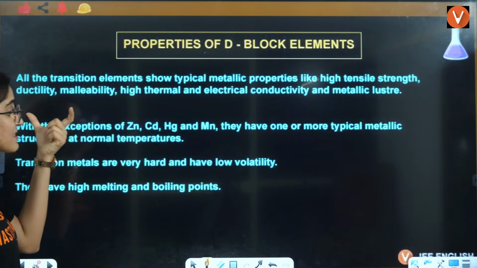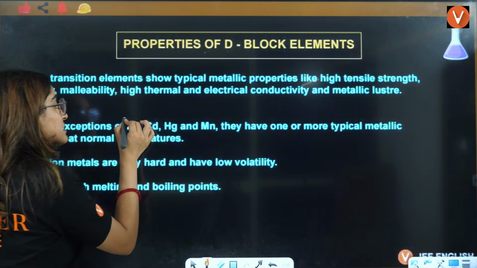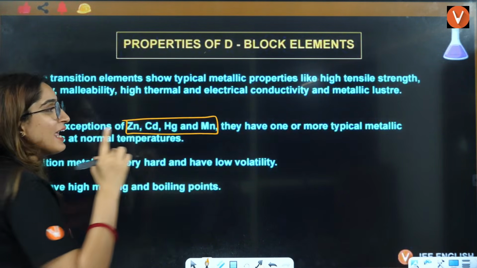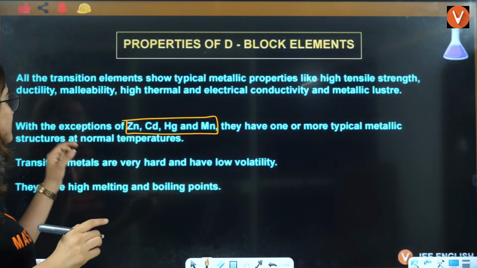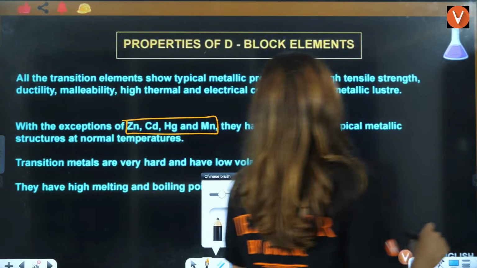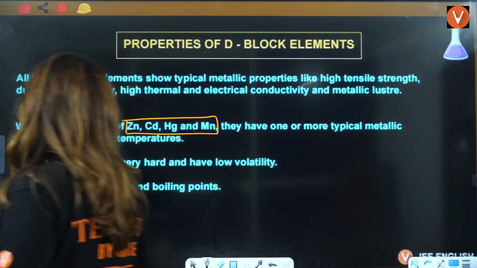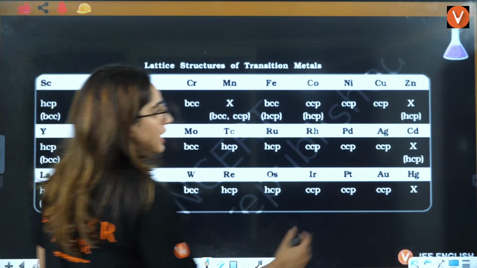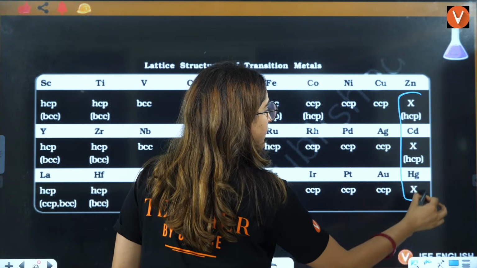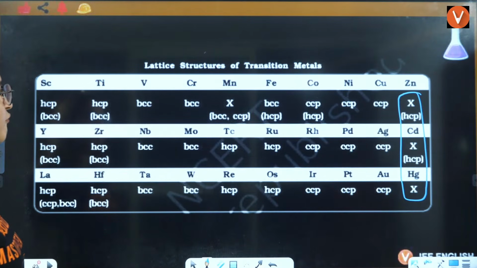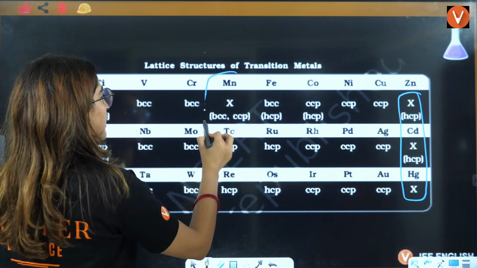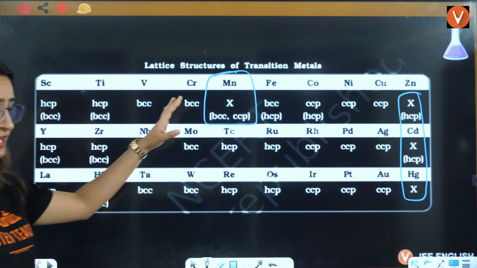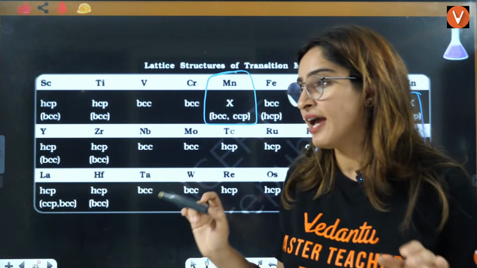But with the exceptions, very important: zinc, cadmium and mercury and manganese, they have one or more typical metallic structures at normal temperature. If you see this here, zinc, cadmium and mercury, then you have manganese. Can you see one thing here, guys? Why is this table given to you in the NCERT?